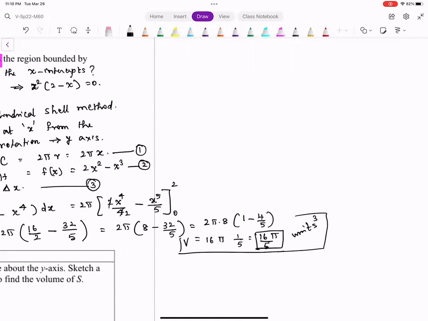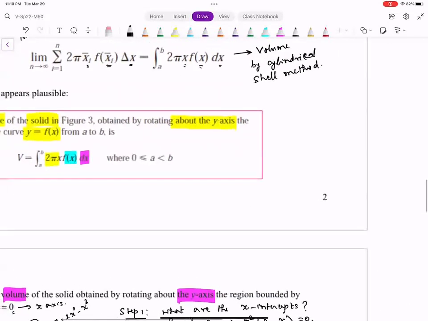So the formula that you want to remember is the circumference times height times thickness. And you have to place the cylinder perpendicular to the x-axis if it is rotated about the y-axis. You have to place the cylinder perpendicular to the y-axis if the region is rotated about the x-axis.